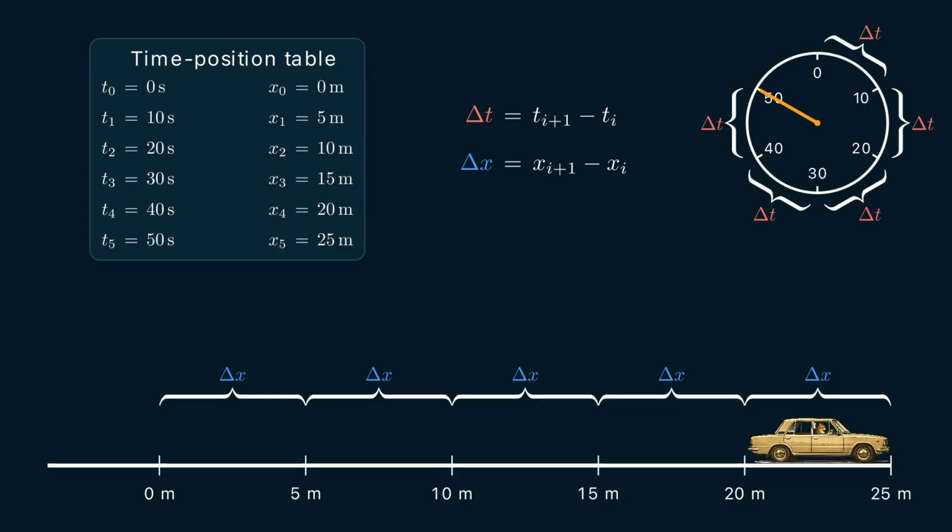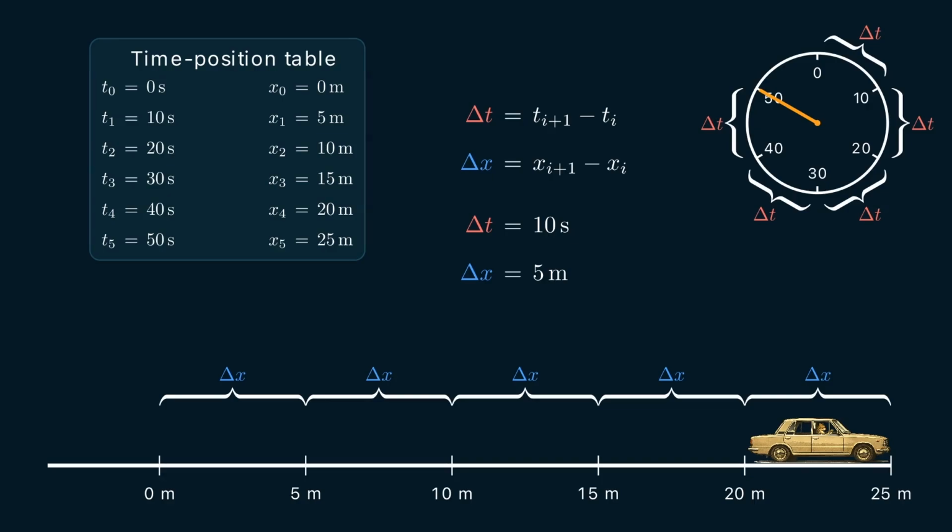As you can already see in the sketch, although you could also calculate it, all delta t intervals have the same duration, namely 10 seconds. And the same is true for all delta x intervals. In our example, all distance intervals are 5 meters long. And that is already the core idea of uniform motion. The same distance is covered in equal time intervals.